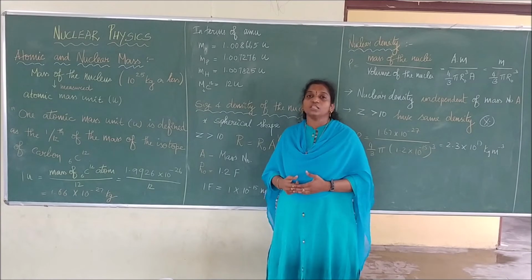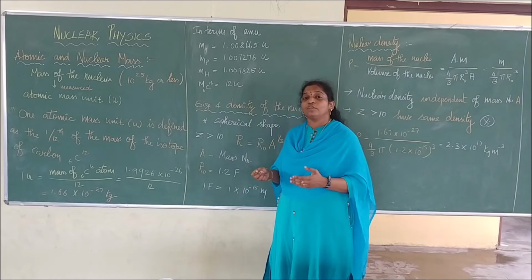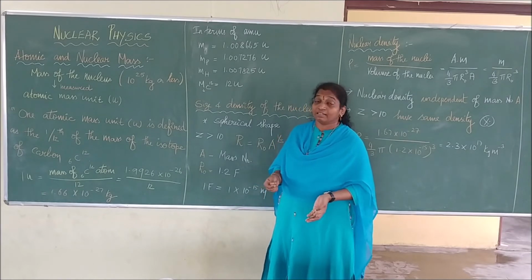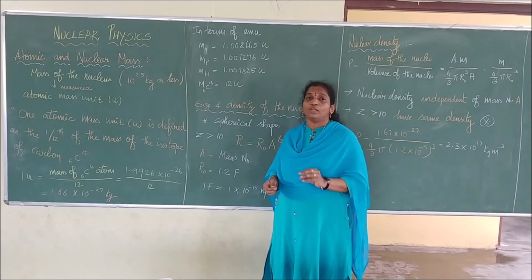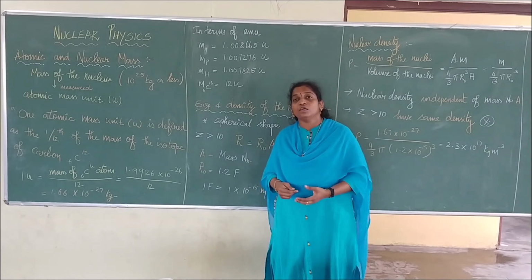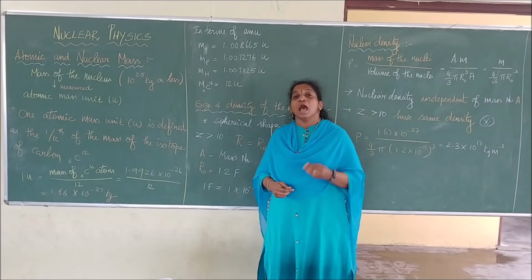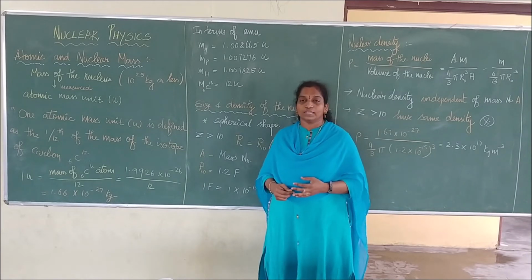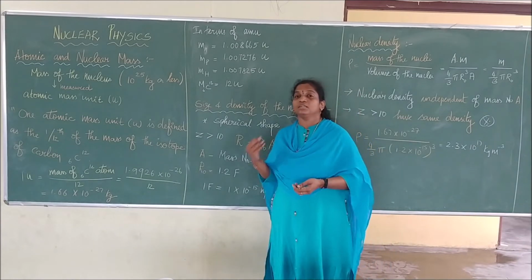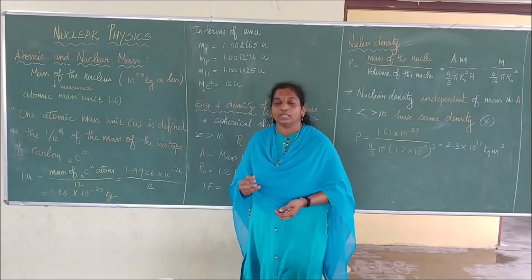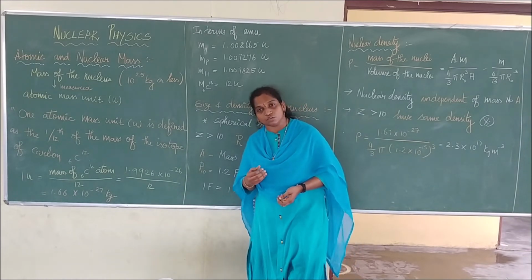If we want to measure the mass of the atom, the mass of the nucleus is a value of 10 power minus 25 kg or less than that. That is a very, very small value. So in order to represent such a small value conveniently, we use a special unit called the atomic mass unit. The mass of a nucleus is represented in terms of the atomic mass unit. It is a practical unit used to measure the mass of an atom or a nucleus.